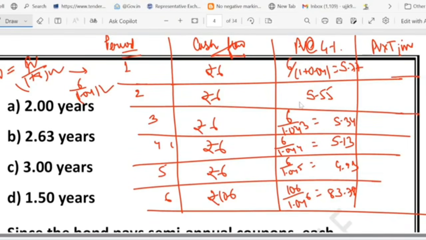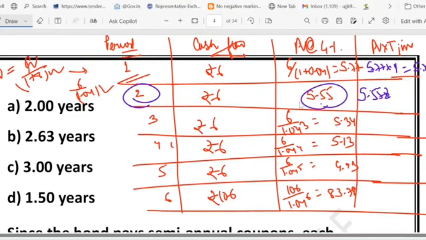Now in the last column, what will we do? We will multiply the present value with the time. What is the time? This is the period I am talking about. In the first row, it will be 5.77 multiplied by 1, which is equal to 5.77. In the second row, it will be 5.55 multiplied by 2, which will give us 11.10.